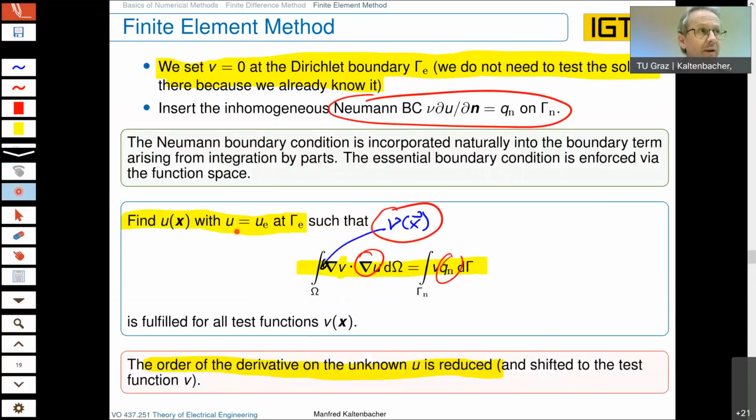But please remember that those nodes where we have incorporated here the Neumann boundary condition, we know the normal derivative scaled with the material parameter, but not the physical quantity itself. So also those nodes where we know the Neumann boundary are unknowns.